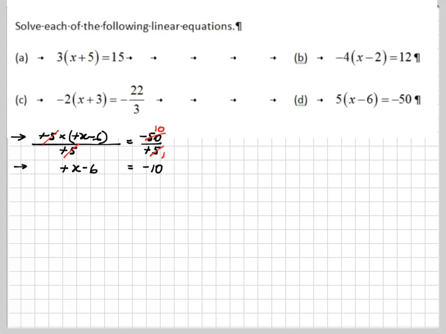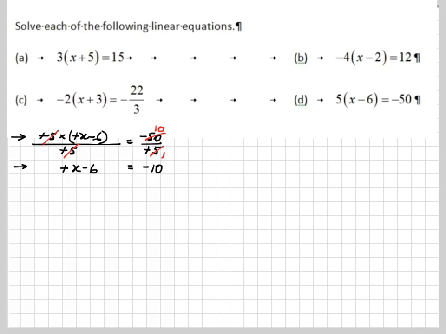What do we get? The left-hand side doesn't need the bracket anymore because those 5s are gone. And it's plus, because there was a plus 5 over plus 5, which gets you plus 1. So it's just simply x minus 6 equals minus 10. Do you see that? A minus on the top, a plus on the bottom, that gets you minus 10.